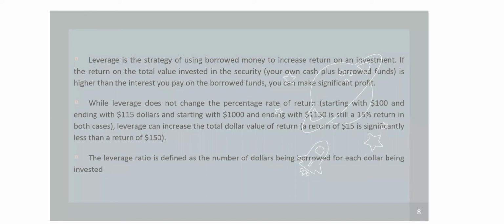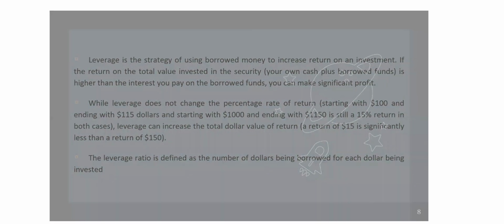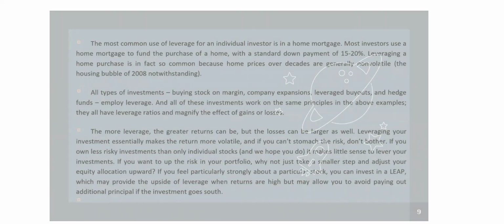The leverage ratio is defined as the number of dollars being borrowed for each dollar being invested. The most common form of leverage for an individual investor is a home mortgage. Most investors use a home mortgage to fund the purchase of a home with a standard down payment of 15 to 20%. Leveraging a home purchase is in fact so common since home prices over decades are generally non-volatile, the housing bubble of 2008 notwithstanding.